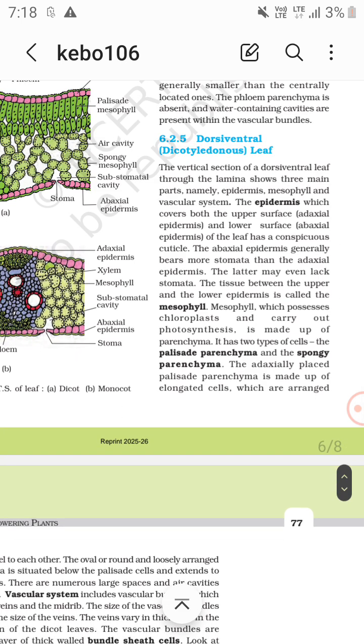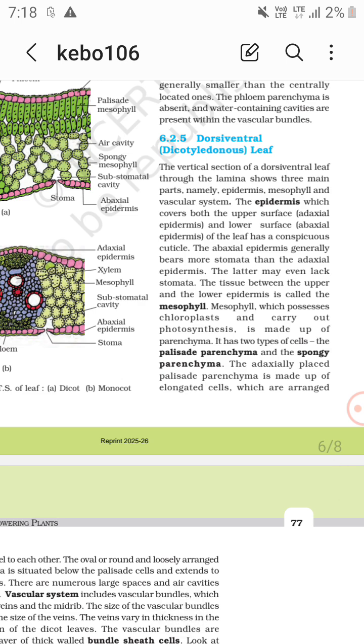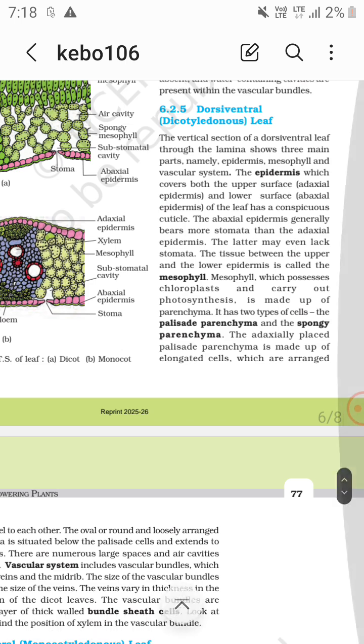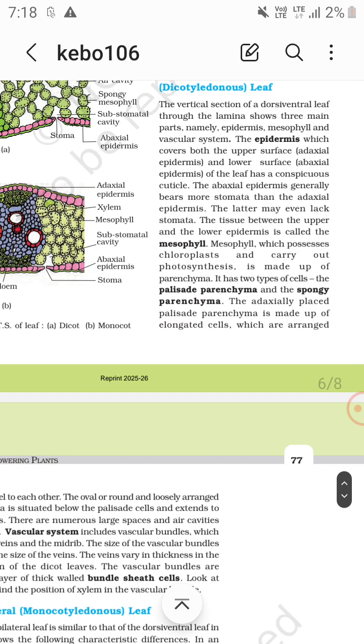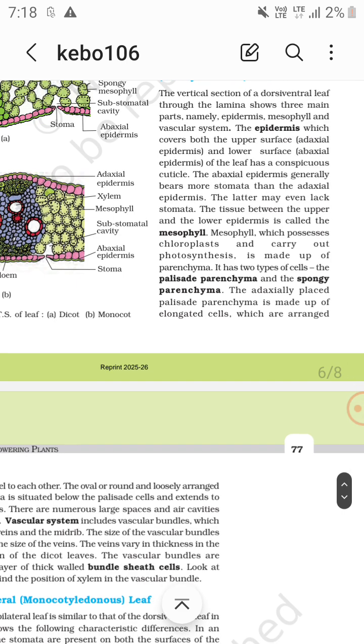Now both the surfaces have the conspicuous cuticle. Now abaxial epidermis generally has more stomata than the adaxial, so it's kind of opposite. The latter may even lack the stomata, so adaxial may even lack the stomata, that is the upper one. Now tissue between upper and lower epidermis is called mesophyll.